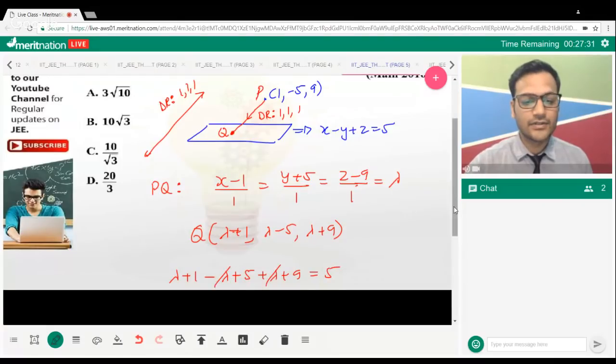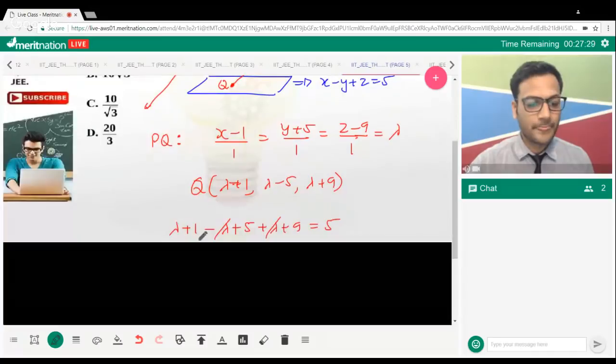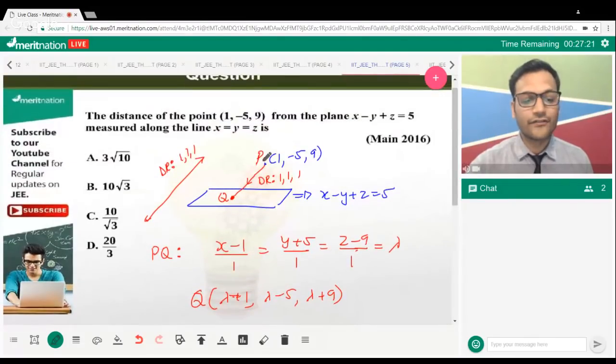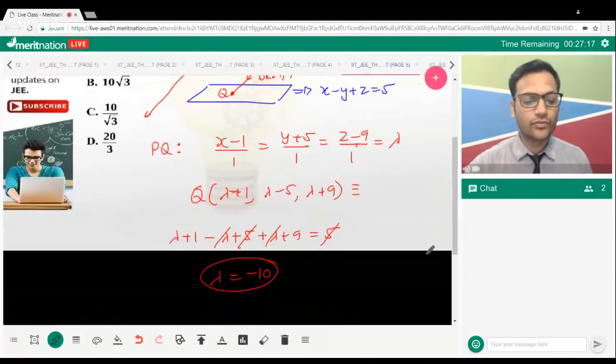This and this gets cancelled out, isn't it? And 5 also gets cancelled out. Lambda turns out to be minus 10. What you need to find out is the distance. You need to find PQ. As of now, we have just figured out what is Q. Q is minus 9 comma minus 15 comma minus 1, right?